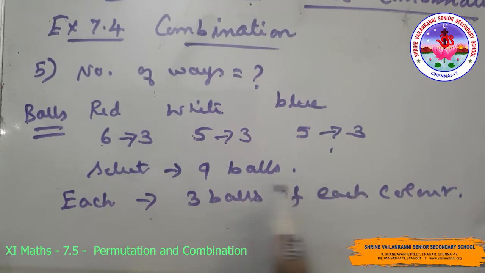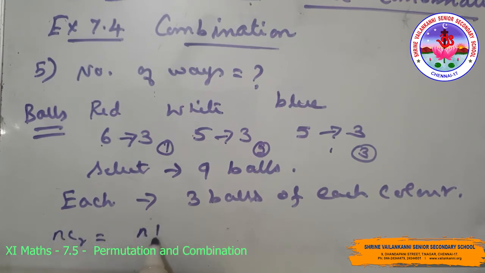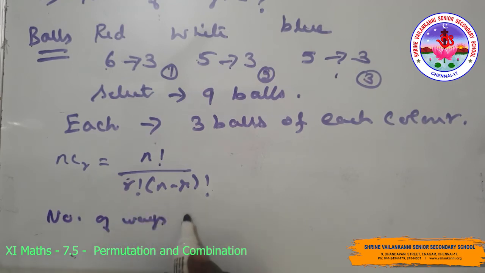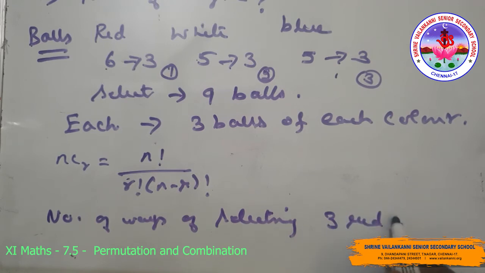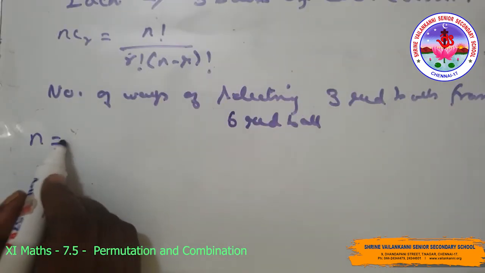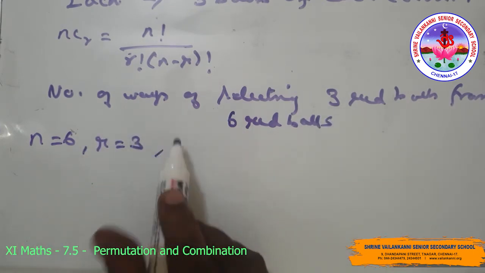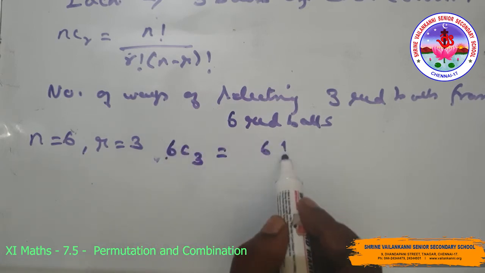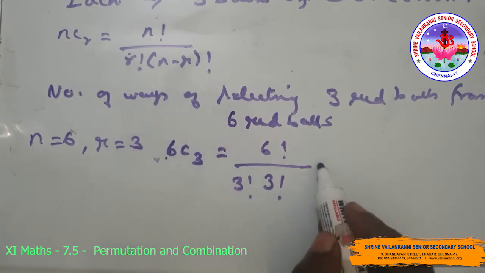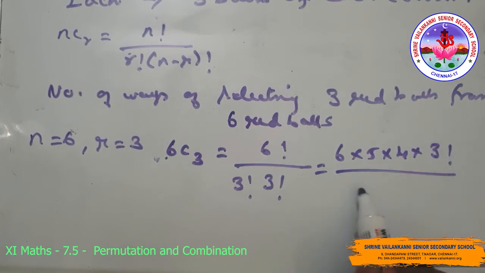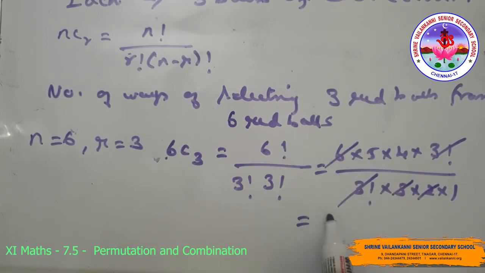So we can take this as 1, 2 and 3 so that we can use the formula nCr. Here order is not important. So we can use the formula nCr, which is n factorial by r factorial into n minus r factorial. So first one is the number of ways of selecting 3 red balls from 6 red balls. So n is 6 and r is 3. Using the formula, 6C3 is 6 factorial by 3 factorial into 6 minus 3, which is 3 factorial. So 6 into 5 into 4 into 3 factorial by 3 factorial into 3 into 2 into 1. Cancelling this, then 3 into 2 is 6, cancel this, we get 5 into 4, which is 20.